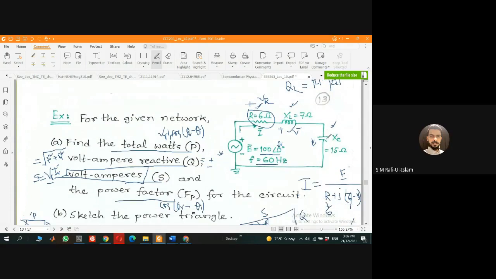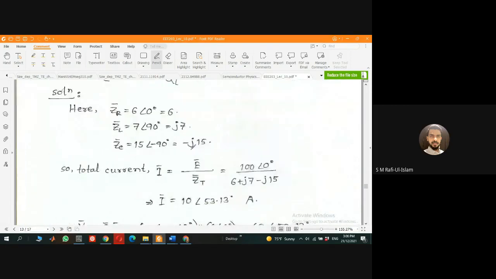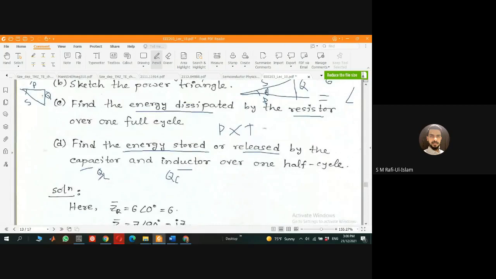Yes, sir. Similarly, we can calculate the reactive power across the capacitor. So once you get the QL value, then we need to calculate the energy, right?